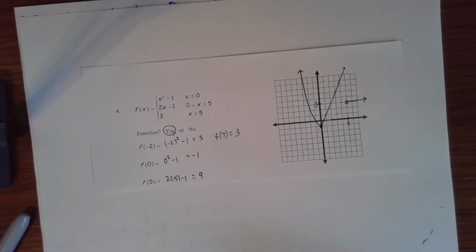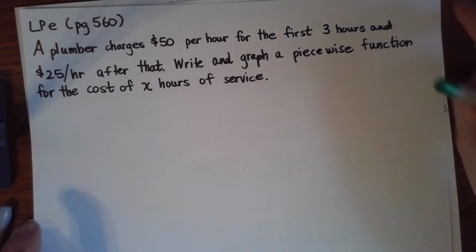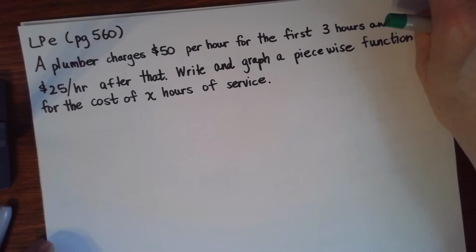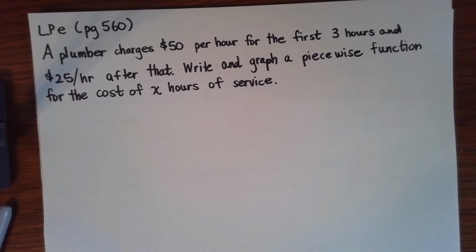Okay. And the last thing that we want to do is look at what if we had a word problem like lesson practice E. This is on page 560 of your textbook. Let's say we have this and we need to write a piecewise function for the cost of something for this particular word problem. So we have a plumber that charges $50 per hour for the first 3 hours and then $25 an hour after that. And we need to write and graph a piecewise function for the cost of x hours of service.